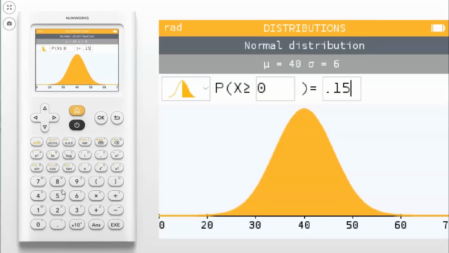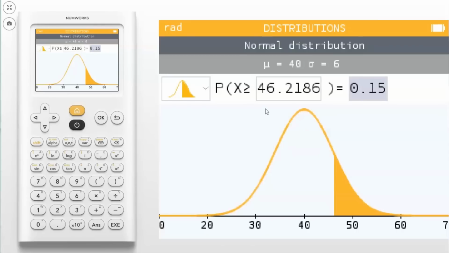Now to do this on your TI-84, you're going to have to use the invNorm feature. But the top 15% is telling me that this starts at 46.219 hours. So to get that certificate, yes, you got to be in the top 15%, but what does that mean in terms of hours of community service? That you have 46.219 hours or more.